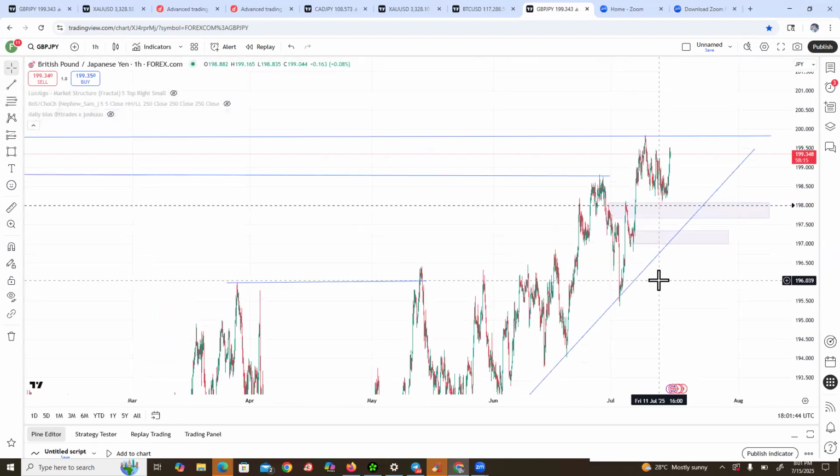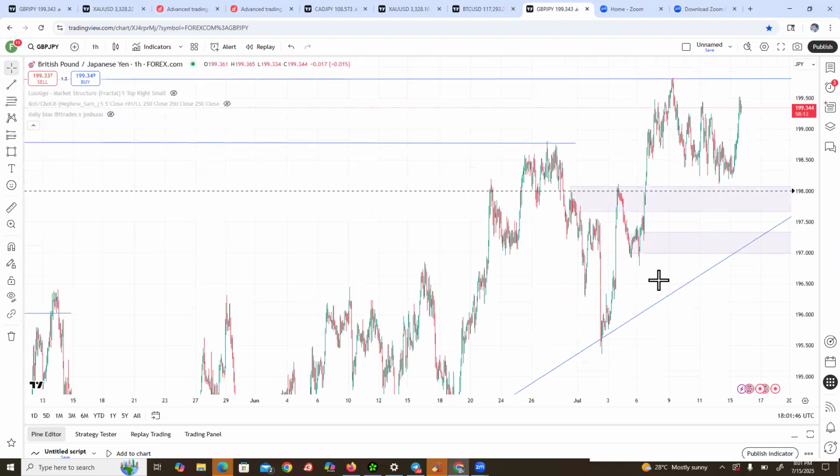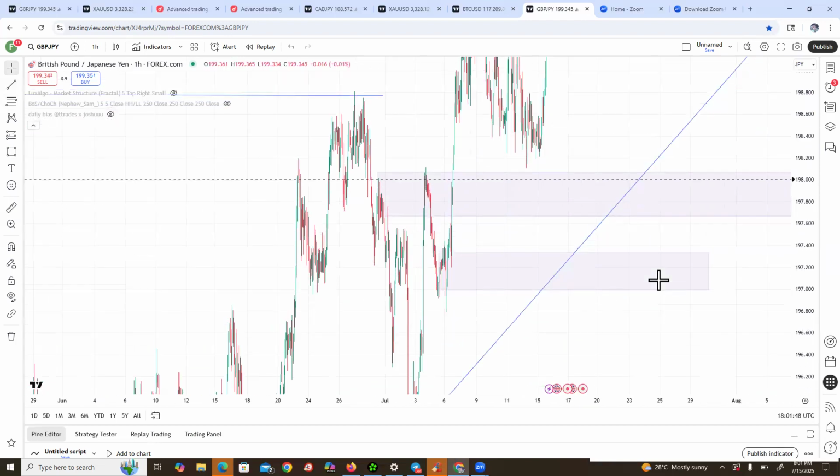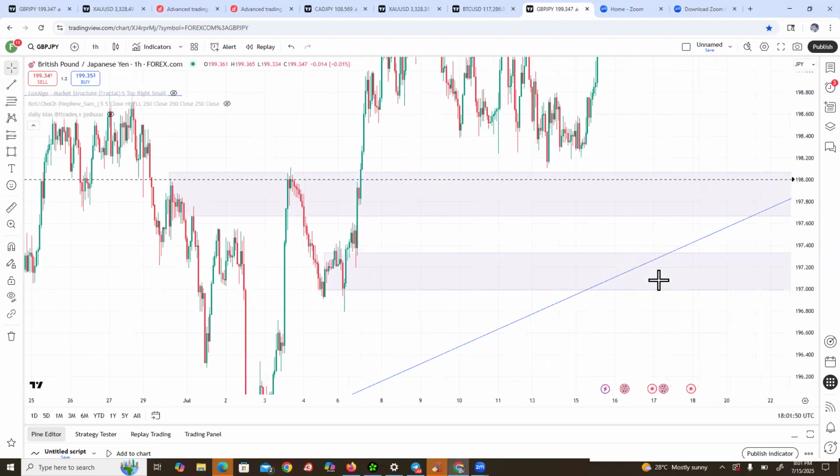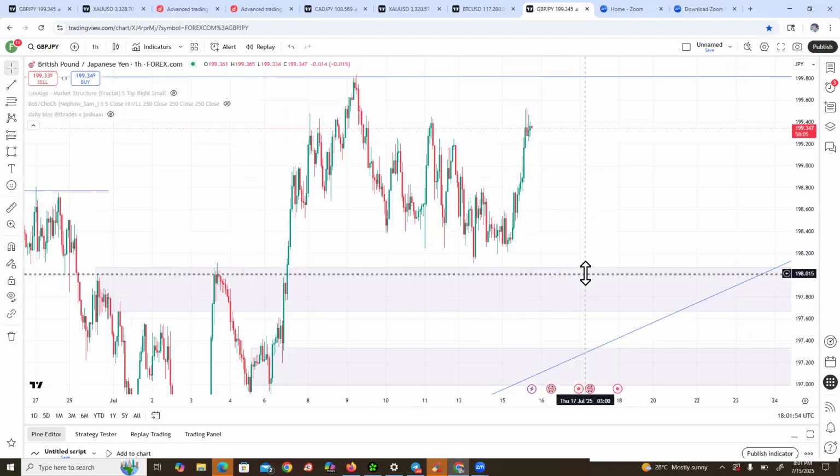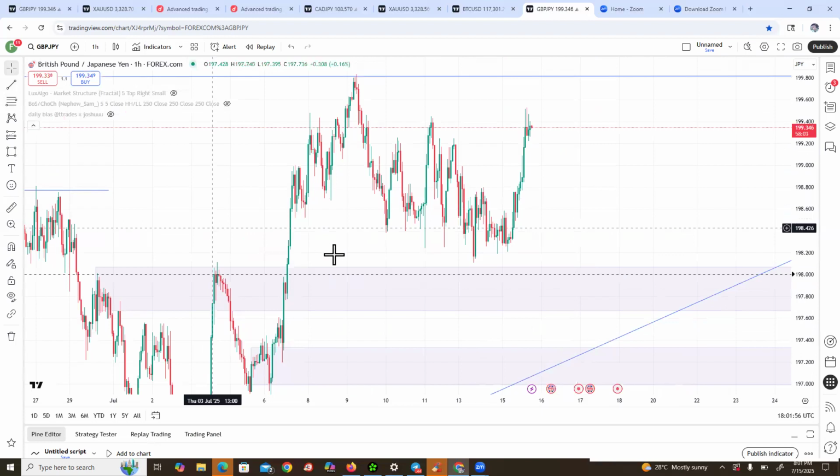On the 1 hour now, what do we have? If you zoom in, are you seeing what is happening here? Now, the market is currently trying to clear this liquidity here, because it came here but it didn't clear it. It just tapped, but the liquidity is still there. Are you seeing it? It has not fully cleared it yet.